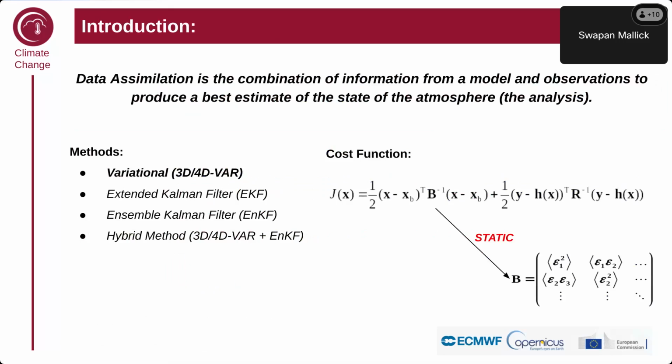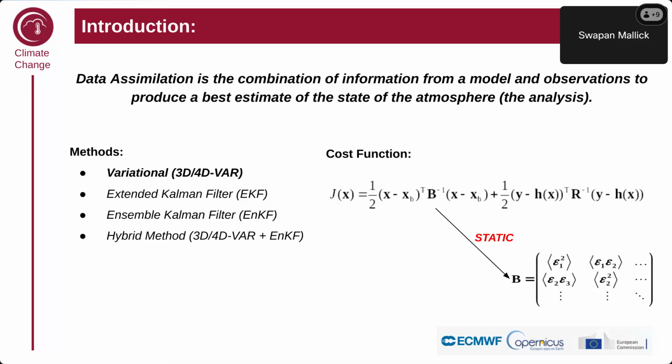Before I start the talk about the reanalysis product, some initial introduction about data assimilation. We know that data assimilation is the combination of information from the model and observation to produce the best and more accurate initial state, or the analysis. There are different methods available, like variational methods, 3DVAR, 4DVAR, ensemble Kalman filter, and hybrid methods. All the methods have their own advantages and disadvantages.